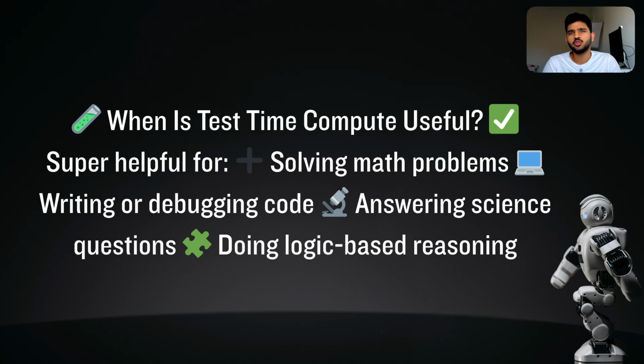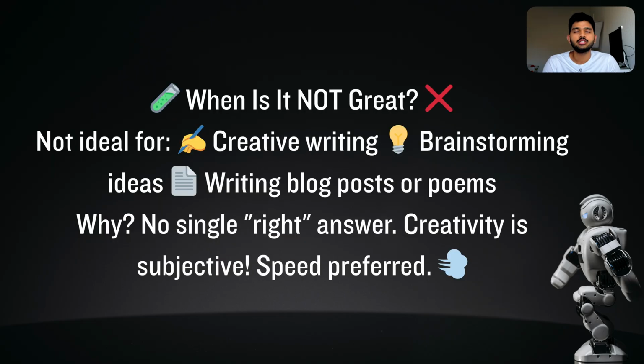Okay, when do we actually use this kind of deep thinking from AI? It's super helpful when we solve math problems, write or debug code, answer science questions and do logic-based reasoning. But it's not great for stuff like creative writing, brainstorming ideas, writing blog posts or poems. Why not? Because in those tasks, there's no single right answer. Creativity is subjective. You want speed, not slow and logical thinking.